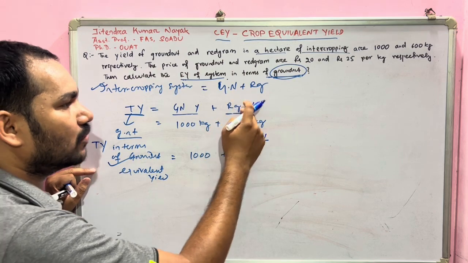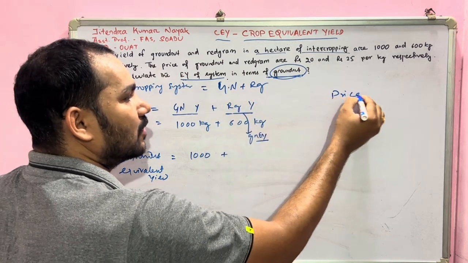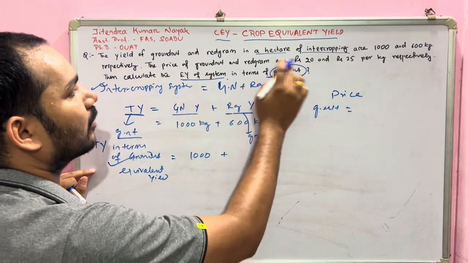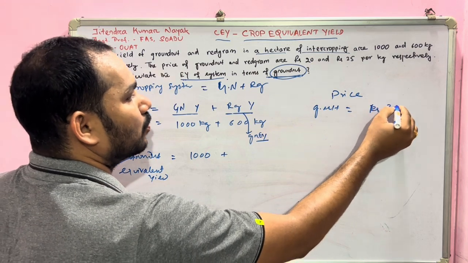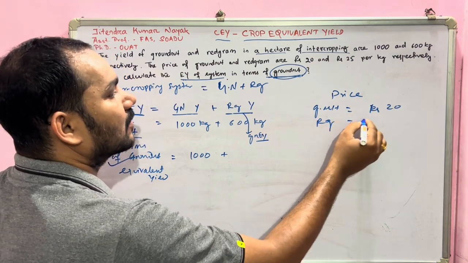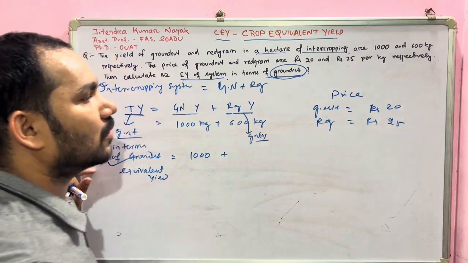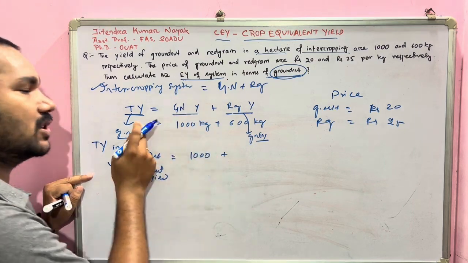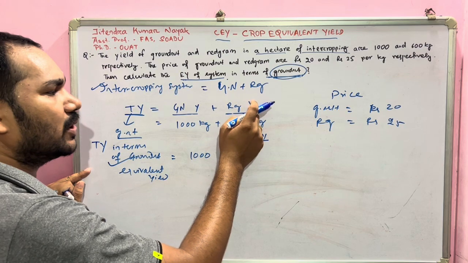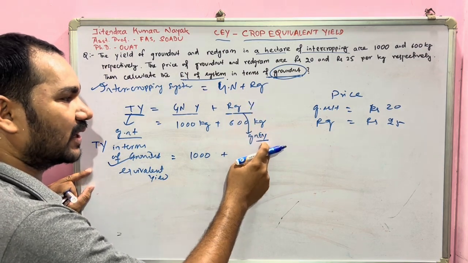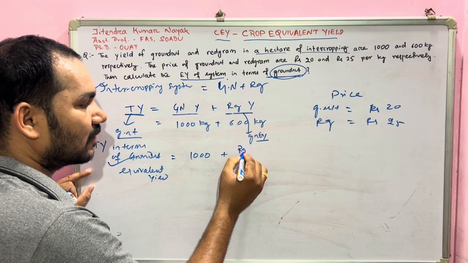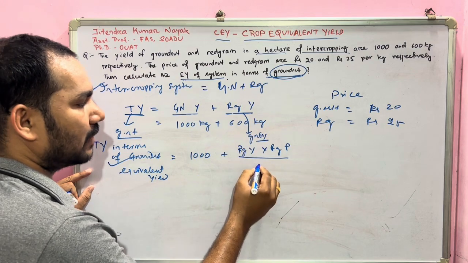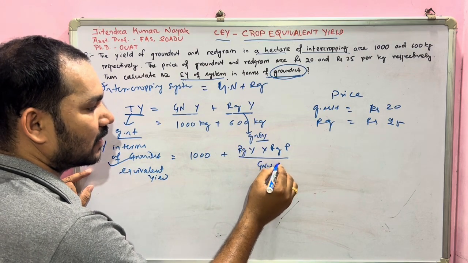For the red gram, you should know what the price is. So what is the price of groundnut? The price of groundnut is 20 rupees. The price of red gram is 25 rupees. Yes or no? So as you know how to calculate, the groundnut yield remains constant because you have to calculate in terms of groundnut, and you will convert the red gram to groundnut equivalent yield. That means red gram yield into red gram price, divided by groundnut price.